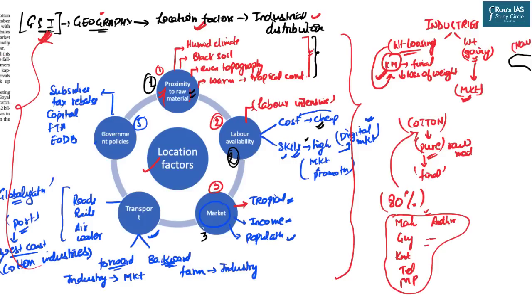Then we discussed the market factor. Obviously, a higher market will provide the industries higher potential to sell their products and to gain more profits. Then we discussed the transportation facilities in terms of roads, rail, airways, waterways, etc., which provide forward as well as backward linkages for these cotton textile industries. And in the last, we discussed how government policies like subsidies, tax rebates, capital infusion, FTAs, ease of doing business, etc., play their role in distributing the cotton industries in a particular region.